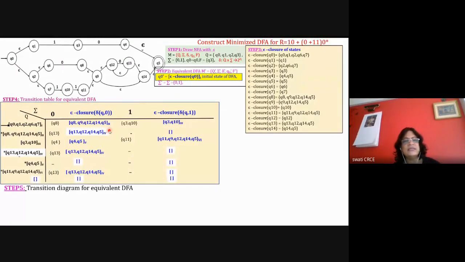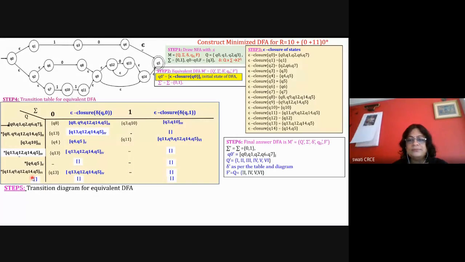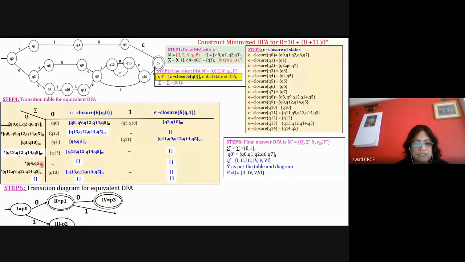Or you can take the dead state in between. If you number it as 5, then you will write it here as 5, and then this will be the seventh state. This is also correct. So prepare the transition table. Once the transition table is done, what is your job? To write the final answer and draw the transition table. So what I'm doing here is drawing the transition table by writing 1, 2, 3, 4, 5, 6, 7, drawing the transition table for all 7 states.